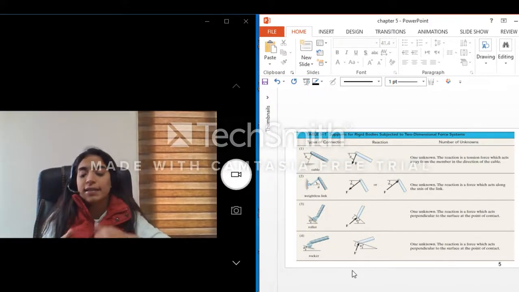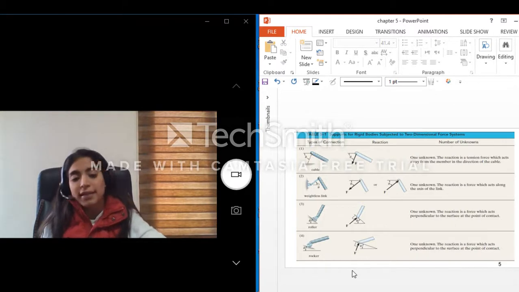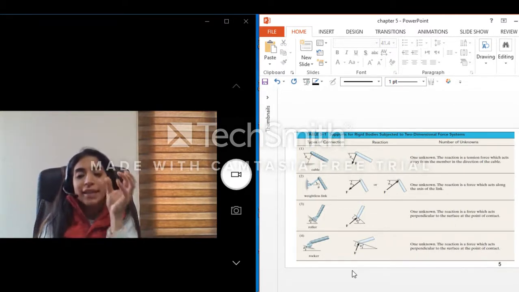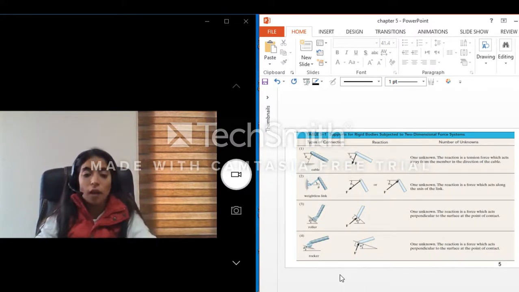Okay, and same goes for the rocker. So the rocker is the same as the roller, but instead of having wheels for the roller, the rocker is by itself a wheel that is doing a rotation. Okay, so I will stop now. This will be the introduction of this chapter. Later on, we will talk about the steps to solve the problems in this chapter. Thank you.